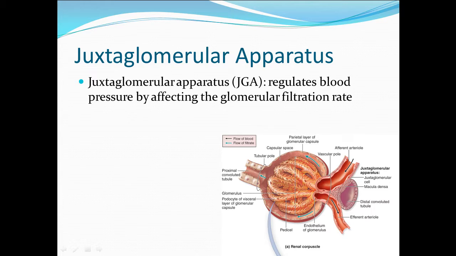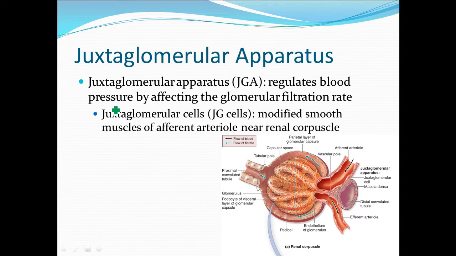There is something called the juxtaglomerular apparatus of the kidney. And it helps regulate the amount of blood pressure that affects the glomerular filtration. So the JG cells are just called the juxtaglomerular cells. And like the name implies, it's right next to the glomerulus. And these are actually modified smooth muscles of the afferent arteriole. So these are located on the afferent arteriole. Okay, so these are the juxtaglomerular cells here.